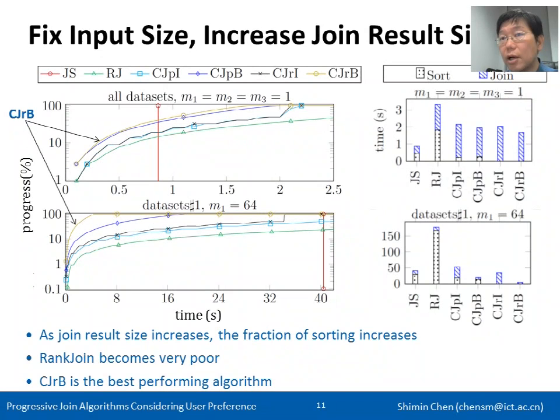We see that as join result size increases, the fraction of sorting time increases, and the rank join becomes very poor because of the sorting overhead. On the other hand, contour join significantly reduces the sorting overhead, and the CJRB is the best performing algorithm.